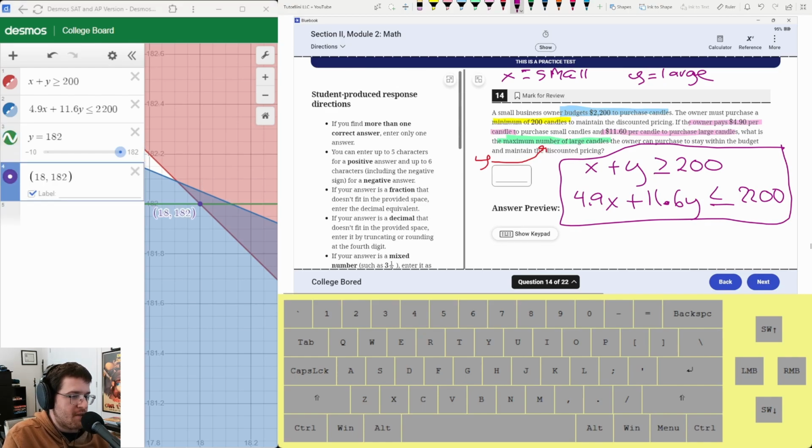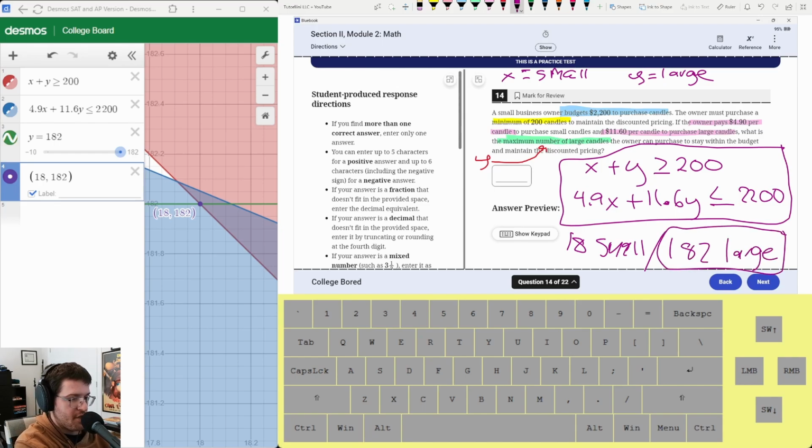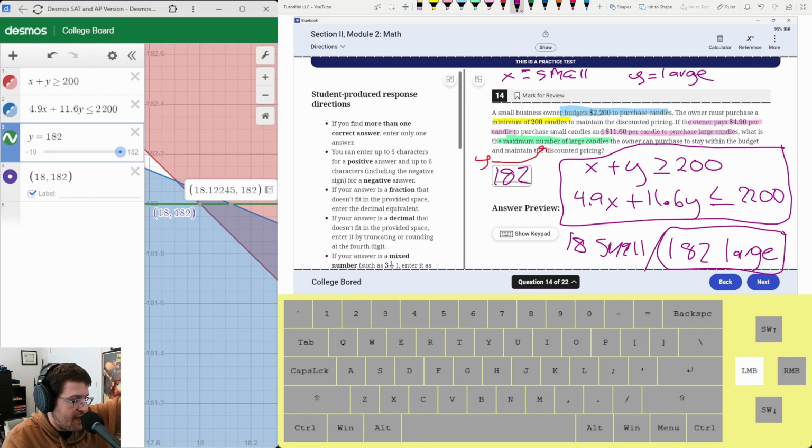So to do this optimization, we would buy 18 small candles and 182 large. The question is asking how many large, so our answer is 182. If we didn't get an integer between those two x values that I highlighted, you would just keep going. You'd be like, okay, let's try 181.